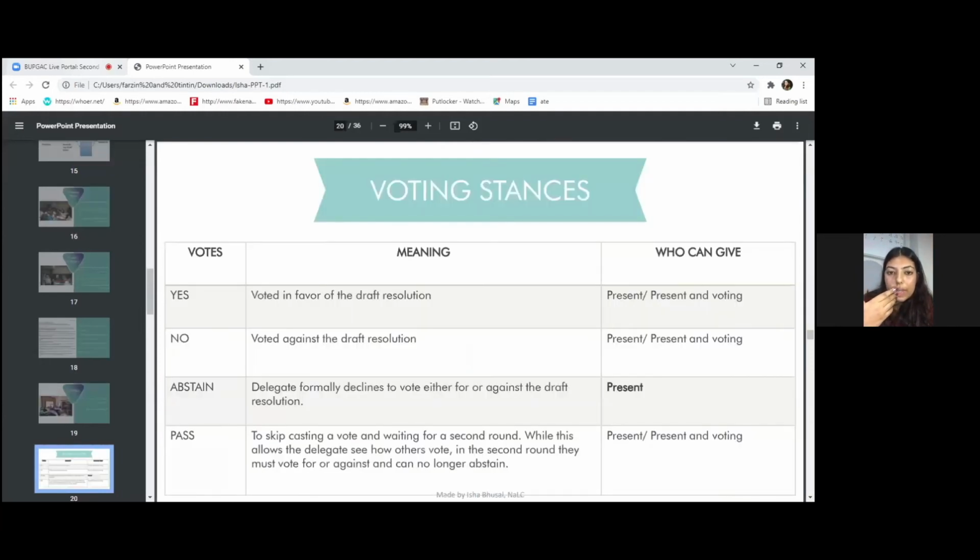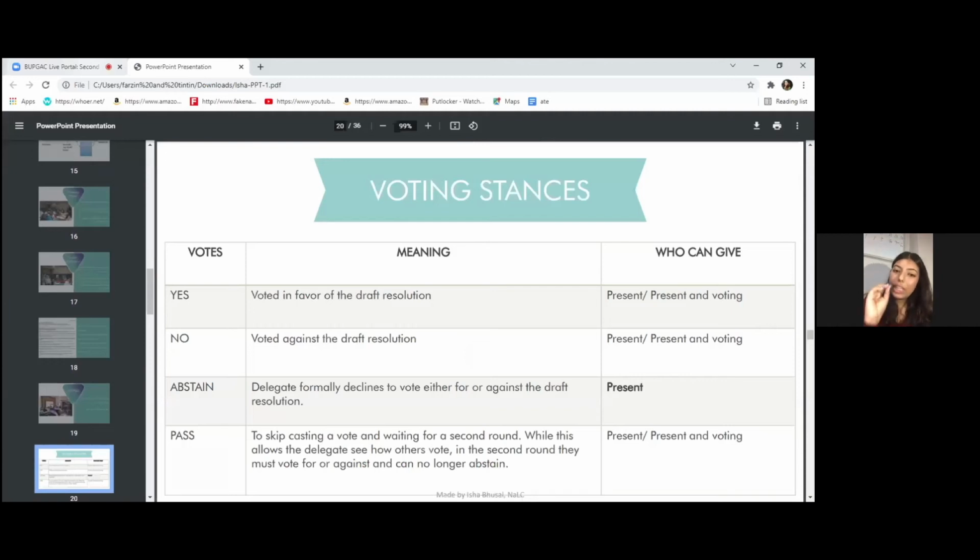Can you show the next slide? Okay. So if you say present, then you have the right to say yes, no, abstain, or pass. Yes means obviously you are in favor of the draft resolution. No means you are against the draft resolution. Abstain means you have no stance, you're backing out completely. And pass means your turn skips for the first round of voting. In the second round of voting, you must vote no matter what.